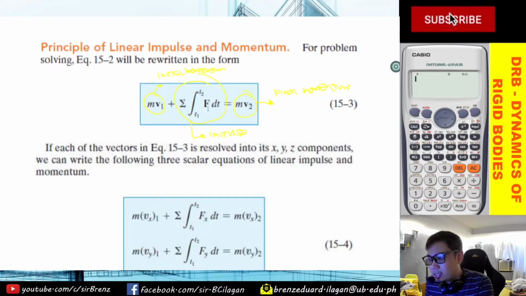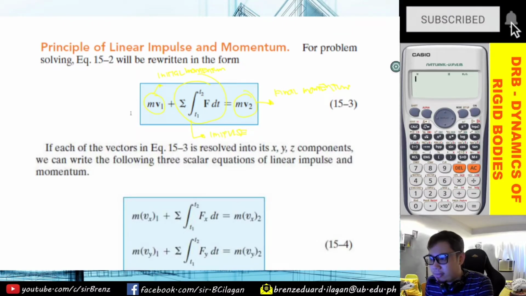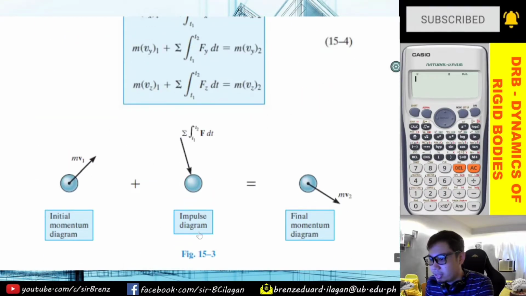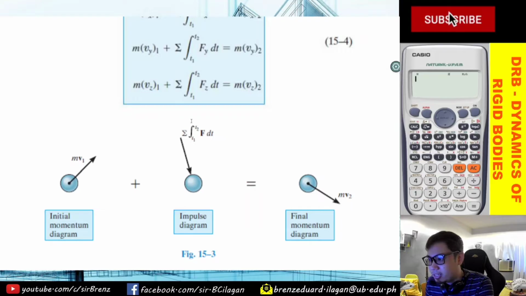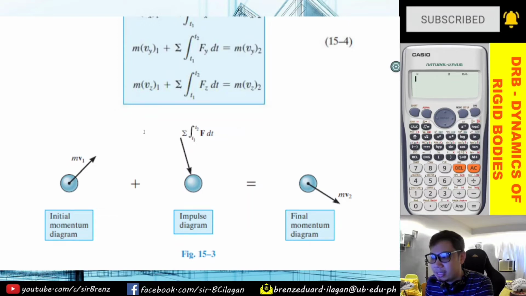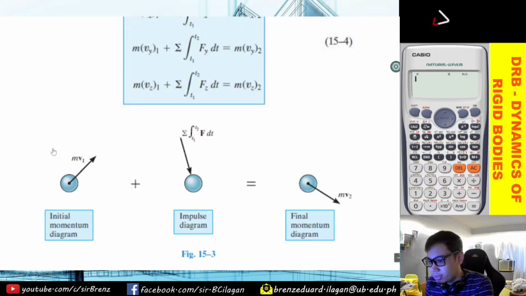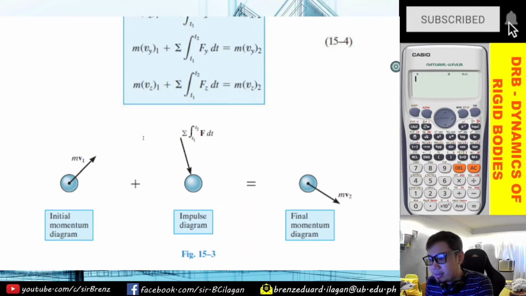Okay, these three terms are illustrated graphically on the impulse and momentum diagram shown in figure 15-3. The two momentum diagrams are simply outline shapes of the particle, which indicate the direction and magnitude of the particle's initial and final momenta, that is, mv1 and mv2. Similar to the free body diagram, the impulse diagram is an outline shape of the particle showing all the impulses that act on the particle when it is located at some intermediate point along its path.